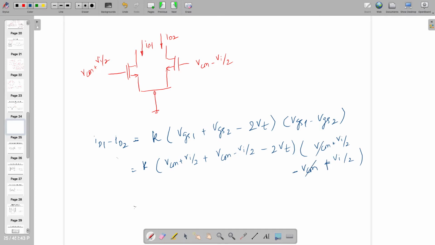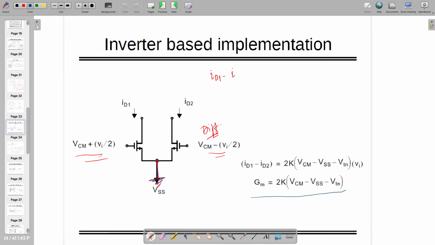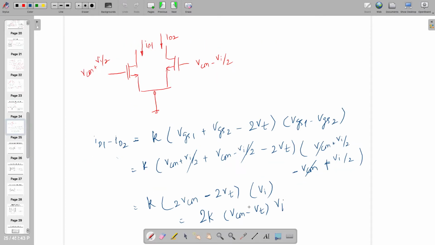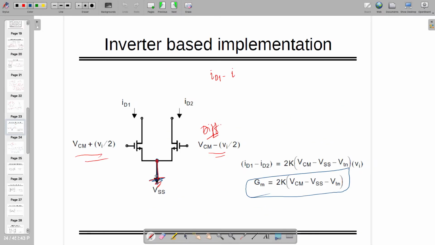So this is correct. So K times 2 VCM minus 2 VT times Vi, so that is going to give me 2K times (VCM minus VT) times Vi, right? So if that is ground, if there is no ground, then you have to have VSS also in your picture. By mistake I took it as 0, otherwise it will be VSS. So GM is equal to 2K times (VCM minus VSS minus VTN), right?